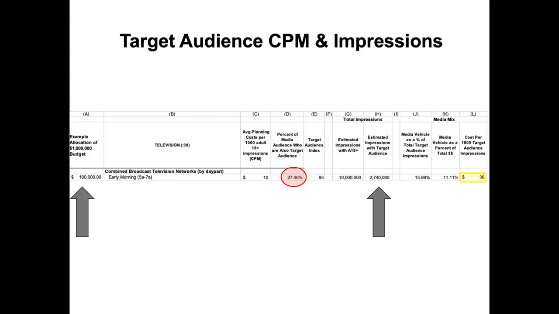Notice that only 27.4% of the early morning television audience are in the target audience. Using this qualitative analysis, we can calculate a target audience CPM, which is roughly $36. In other words, the same $100,000 of late night TV would create 2.7 million target audience impressions. This logic can and should be applied to any target audience that you choose.